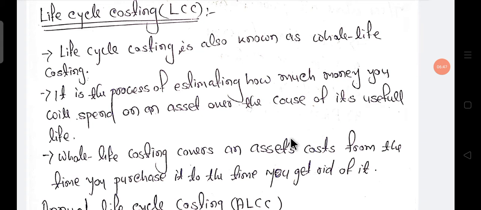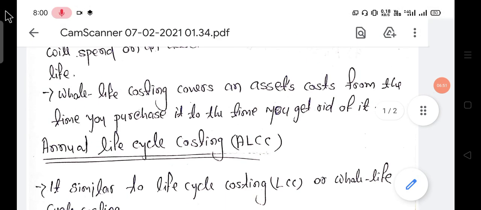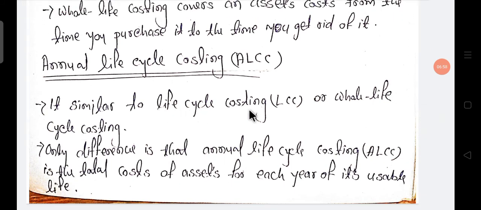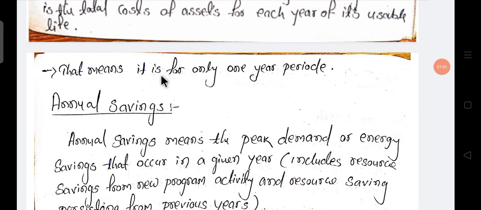But annual life cycle costing calculates the life cycle costing for an asset for only one year, or for each year. The previous life cycle costing is for the whole life of that asset. But here, due to the word annual, the calculation is only for one year.